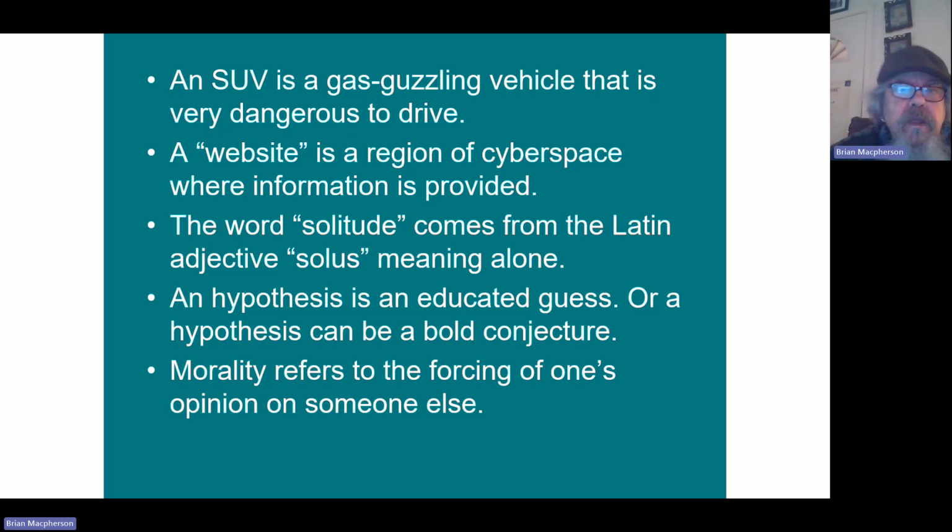Okay. A hypothesis is an educated guess, or a hypothesis can be a bold conjecture. Both of those are intentional definitions by genus and difference. A guess is general, and educated guess is more specific. Conjecture is general, bold conjecture is more specific. So they're both intentional genus and difference definitions, and I assume that they're being used lexically.